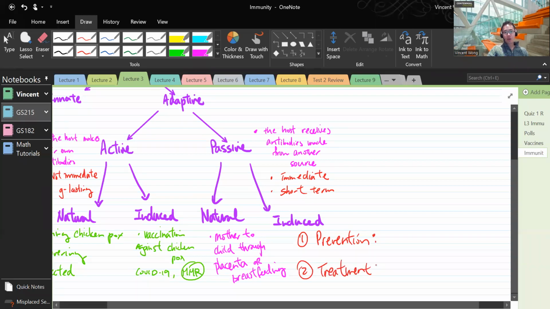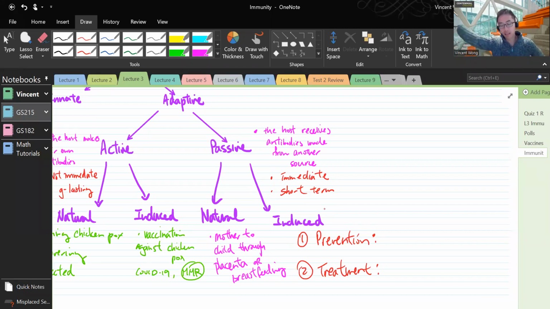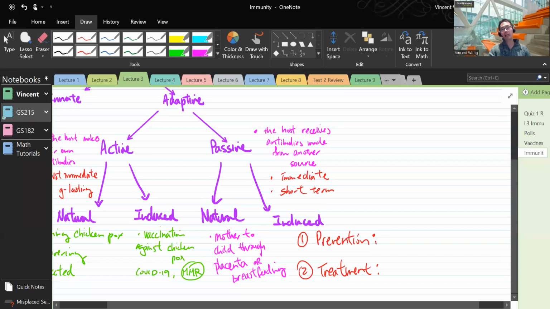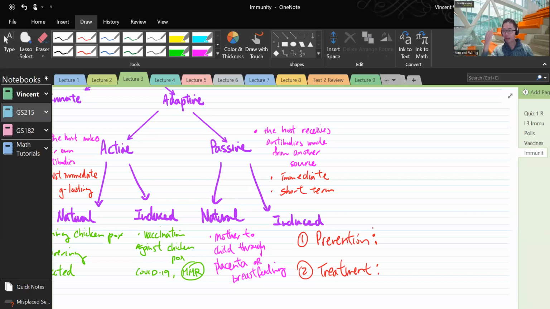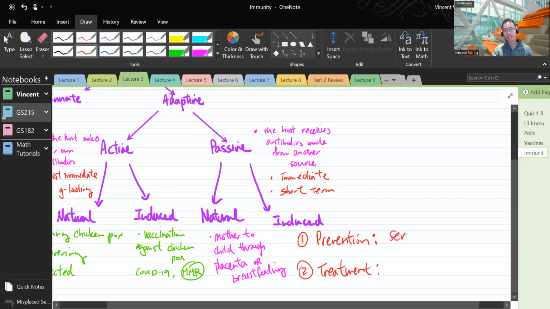Okay, so prevention is like this. I need to go out of the country, and in that country there is going to be a very prevalent disease that I don't have protection against. But because I'm going on a business trip tomorrow, I need to have the protection right away. So what I would do is I would receive a serum.